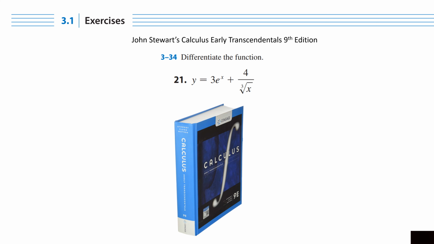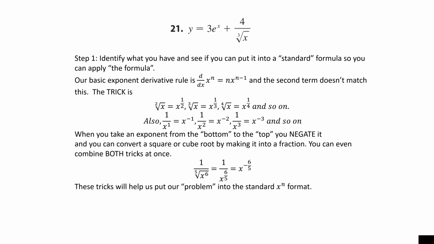We are solving question number 21. The instructions given by the problem are just to differentiate the function. We've got two terms here. One is 3 times e to the x, and the other one is a kind of nasty looking polynomial. The trick here is that we have to basically put it into a standard format, and once you have it in a standard format, we can apply the formula.